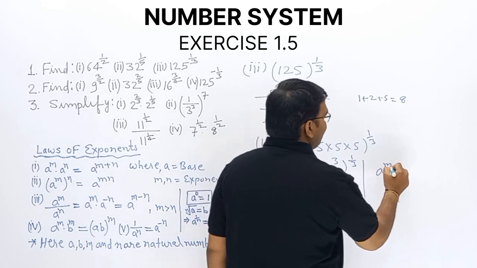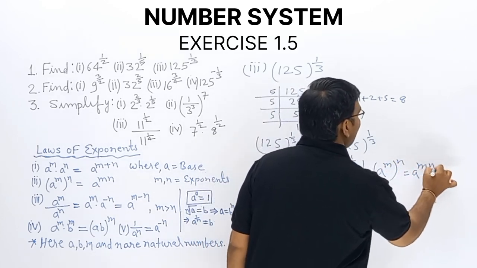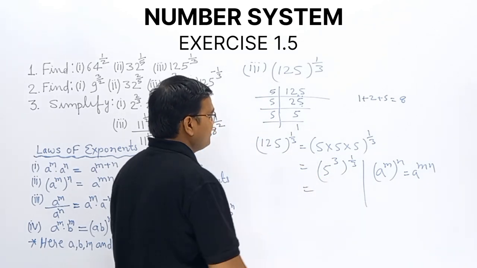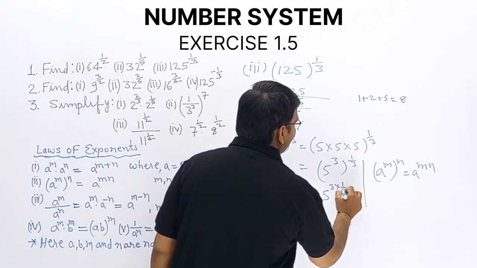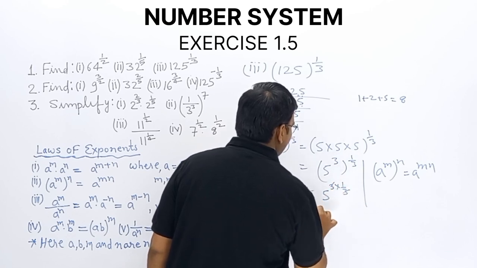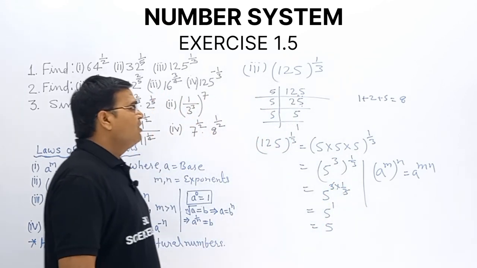Now apply a power m whole power n can be written as a power mn. Same process is there. So 5 whole power 3 into 1 by 3. We are cancelling 3 to 3. What is the power? 5 power 1. Result will be 5.